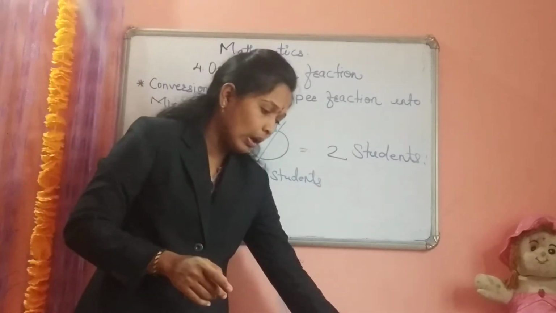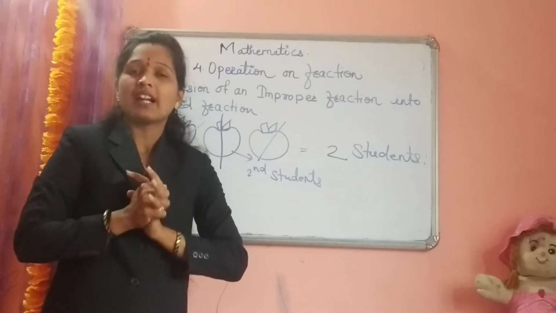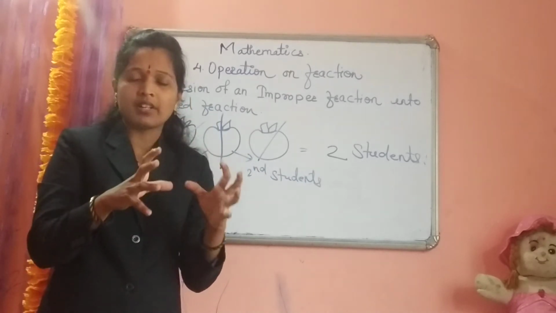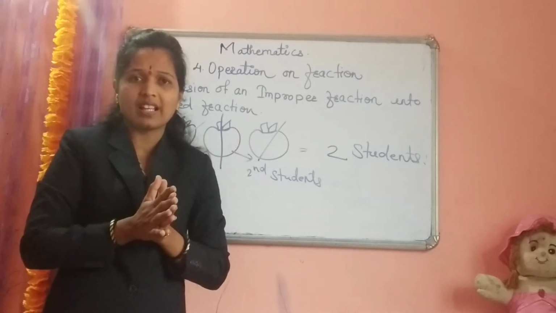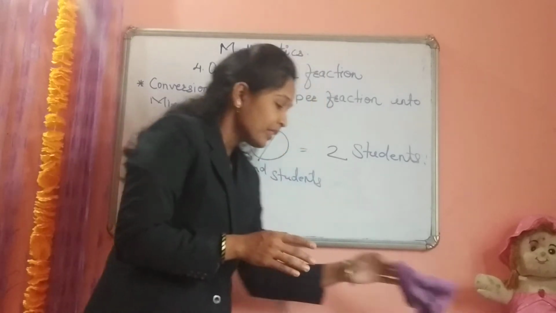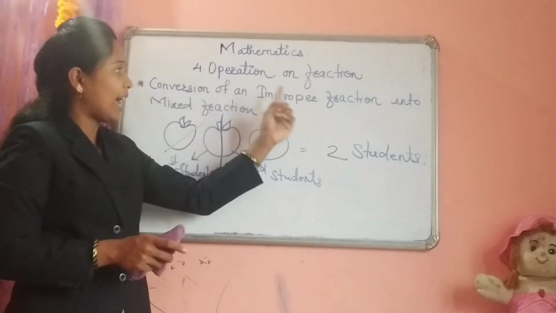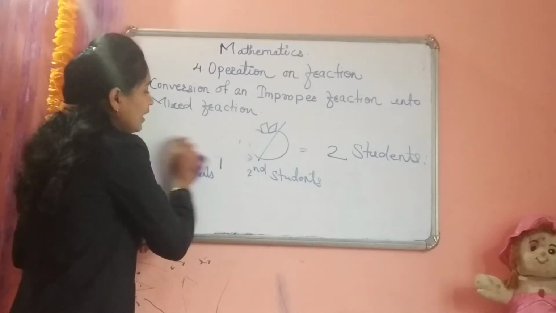So this is called an improper fraction. It means some numbers are there and we cannot divide those numbers or things evenly between the 2 students or 4 students, whatever number of students are there. So we have to divide it properly. So how to divide that number? Let's learn conversion of an improper fraction into a mixed fraction. This thing we have to see today.